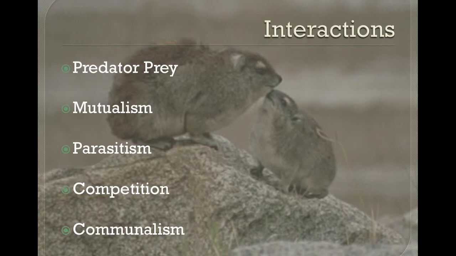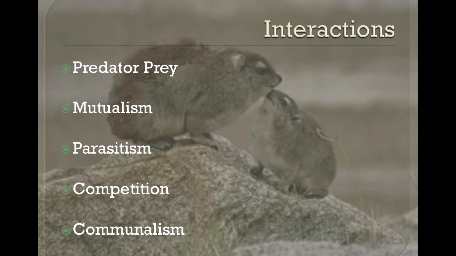There are many different types of interactions. There's predator-prey, mutualism, parasitism, competition, and communalism. Predator-prey is when one species hunts another species for food. Examples of this are the snowy owl and the lemming, and the Arctic fox and the lemming. In both cases, the lemming is the prey, and the snowy owl and the Arctic fox are the predators. The snowy owl and the Arctic fox hunt the lemming for food, and that is why they are predators.